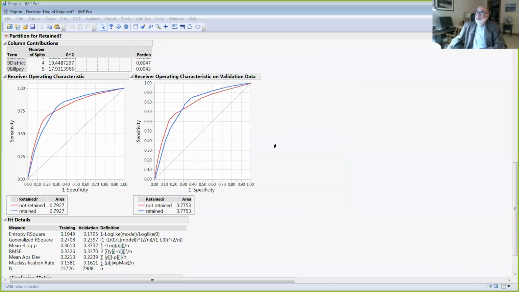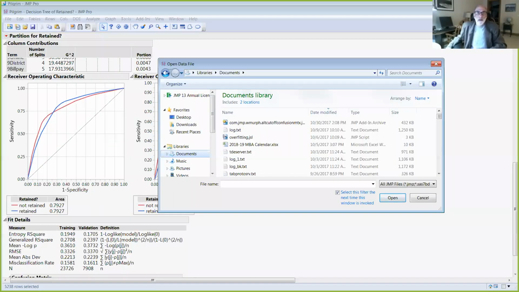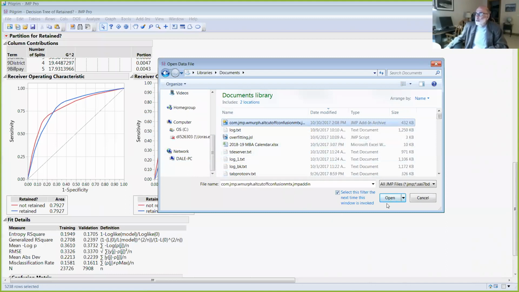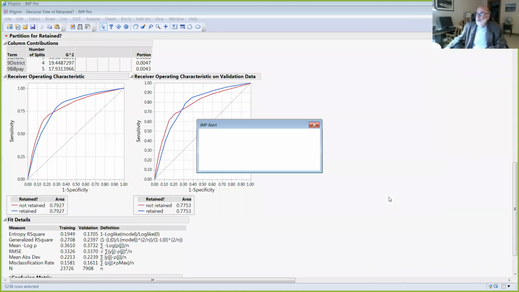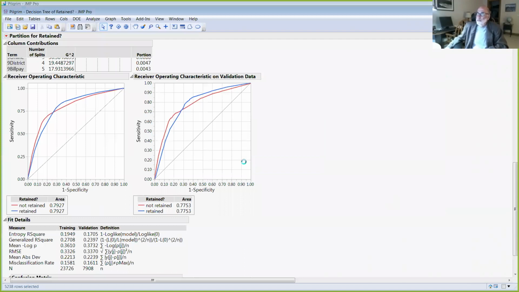No, it's not. Okay, for this particular add-in, you have to go to the JMP Community Forum and download what's called the Alternate Cutoff Confusion Matrix. I've already downloaded it here. And then if you open that, you actually get an install message. When you install it, it should appear under the add-ins here. So that's very handy to have on the menu bar.